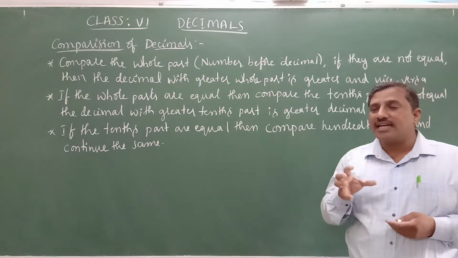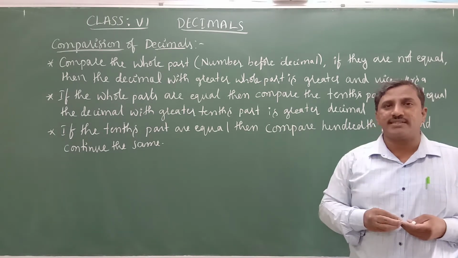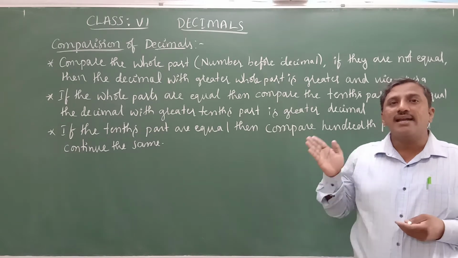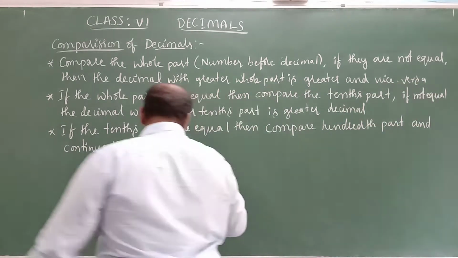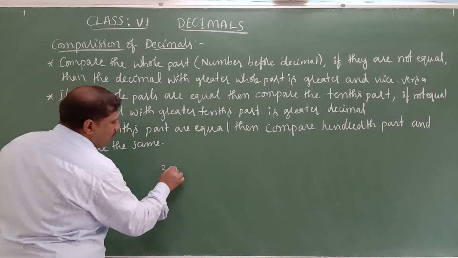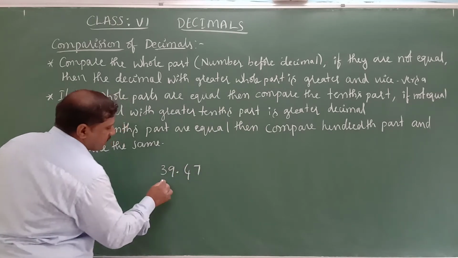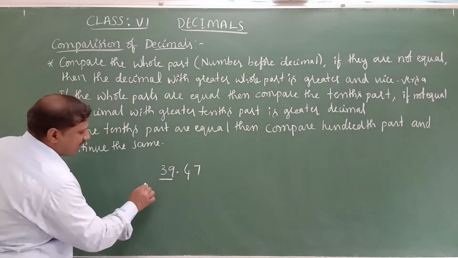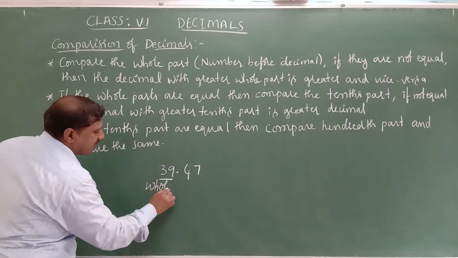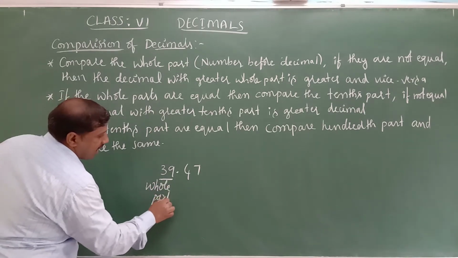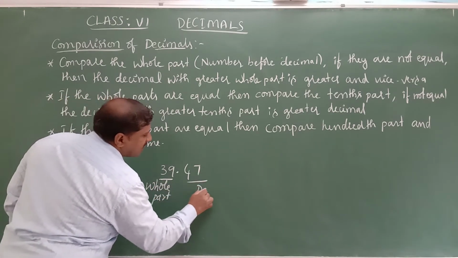As we studied, every decimal has two parts, the whole number part and the decimal part. For example, you see 39.47. So 39 is known as the whole number part or whole part, and this part is known as the decimal part.